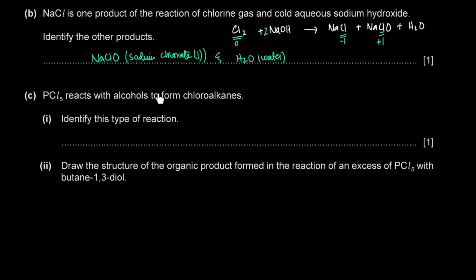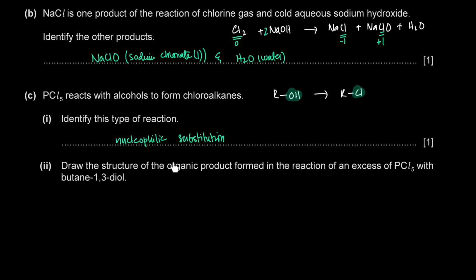PCl5 reacts with alcohols to form chloroalkanes. Identify this type of reaction. So when alcohols are converted to chloroalkanes, the Cl substitutes for the OH group. So this is a substitution reaction, and specifically it's a nucleophilic substitution reaction.